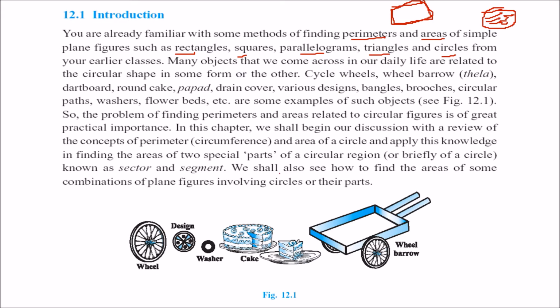Most of the things which we see in general life, like a wheel, design, washer, cake, or a wheelbarrow, are of the shape of a circle. So in this chapter, we'll try to recall the perimeters and areas we have already discussed. And then we will try to recall the sector and segment areas also. And then we will combine this circle with a few of these figures and see how to find out the perimeters and the areas of the resulting figure.